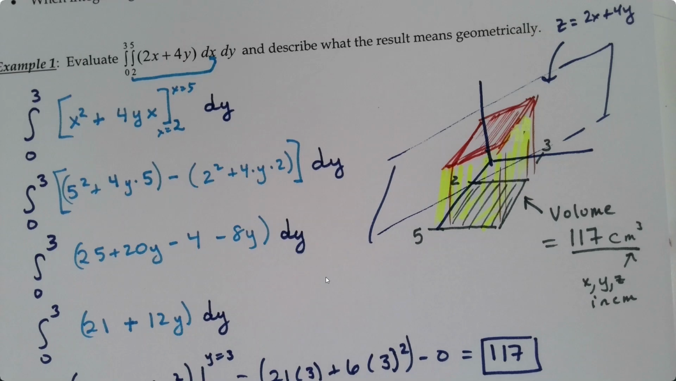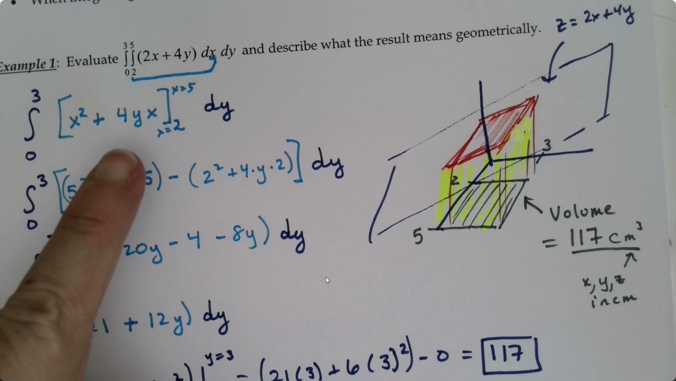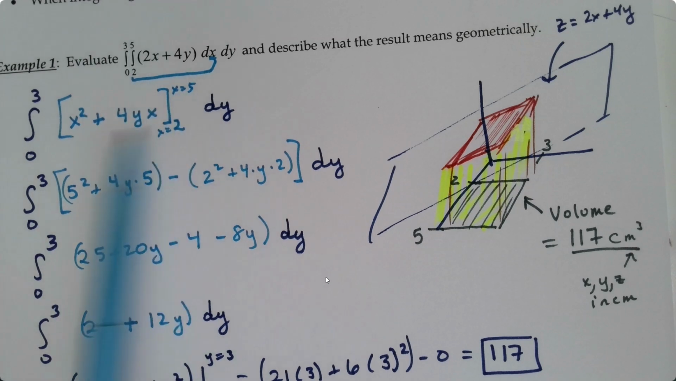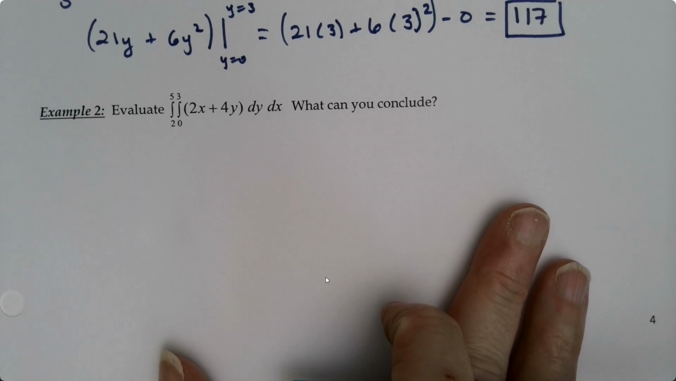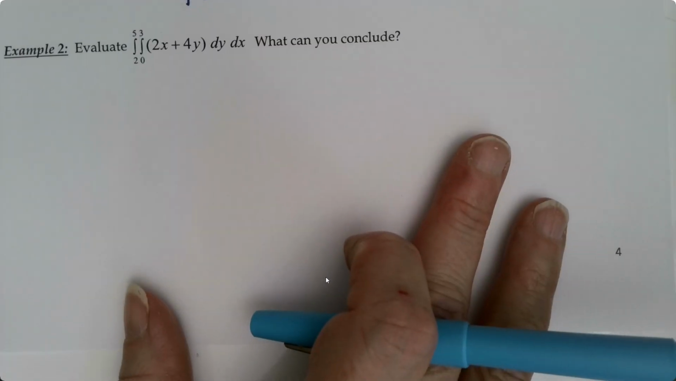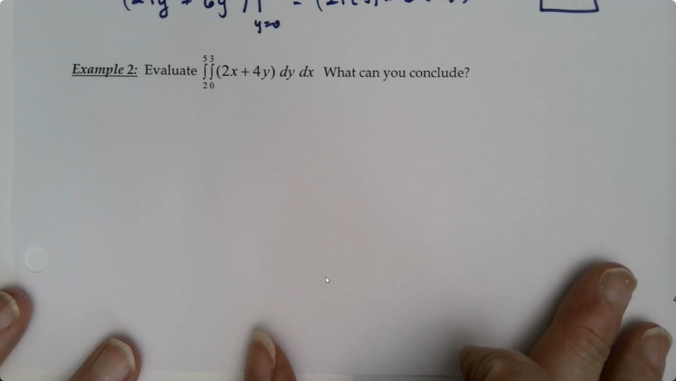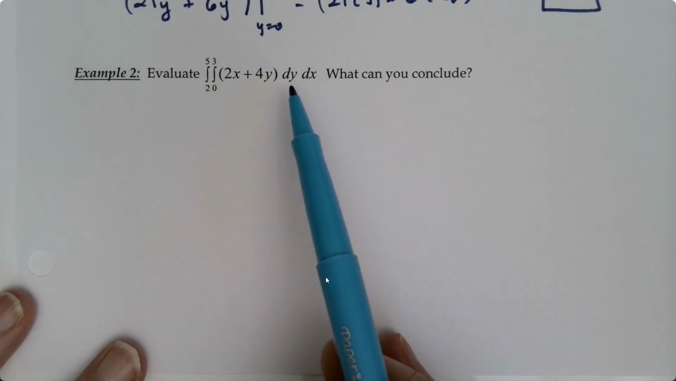All right, now the next question would be, we did x first when we did this, right? So the x was nested inside, so we did the x first. But what if we did the y first? Would that change the answer? So let's look at that method down here. So we want to take that same integral, but we want to do it with respect to y first.